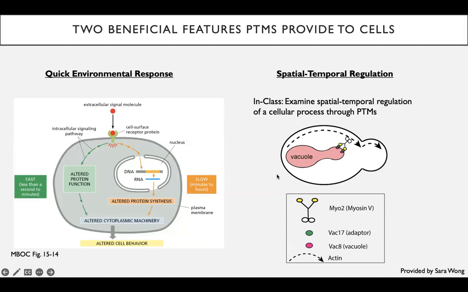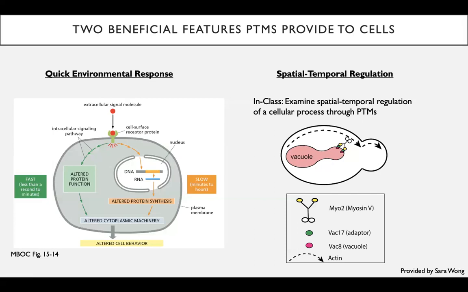And in that example, we're going to focus on vacuole inheritance in the budding yeast Saccharomyces cerevisiae. So budding yeast create daughter cells by budding a new daughter cell asymmetrically. So it's a polarized cell, and then they need to direct the transport of organelles into that daughter cell.